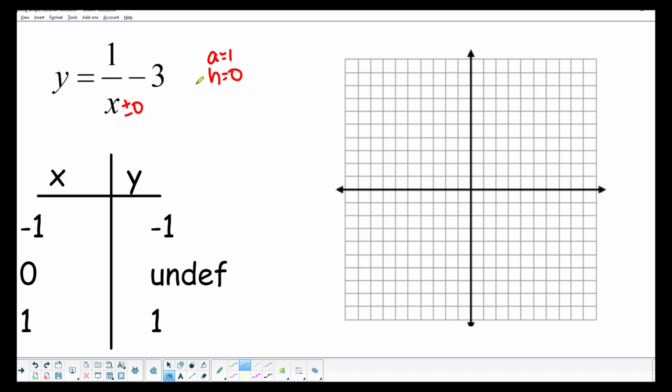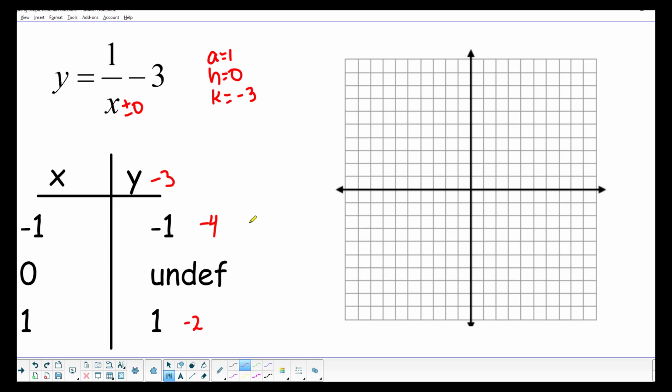And then I have k. That's pretty obvious, that's the one that's not in the fraction, and that is -3. Okay, so since h is 0, I'm not doing anything to my x values. My y values, I'm going to be subtracting 3. We follow the rules with k. So my -1 minus 3 gives me -4, and then 1 minus 3 gives me -2.